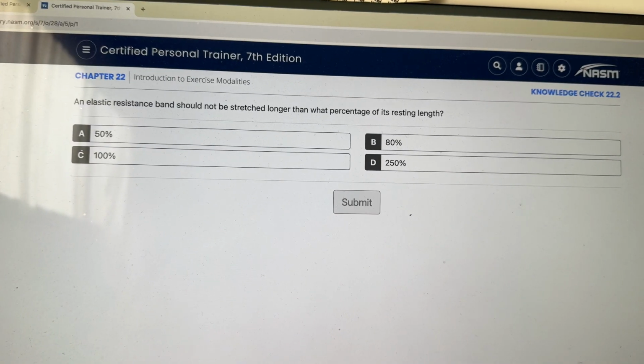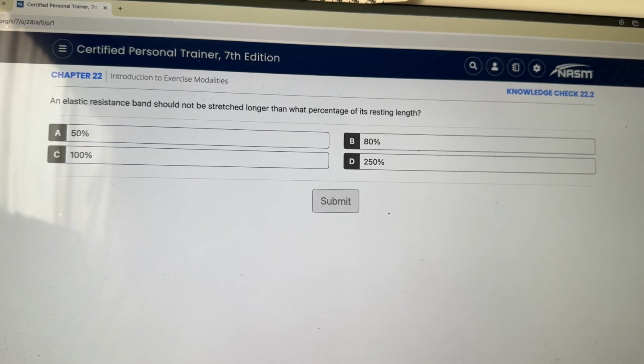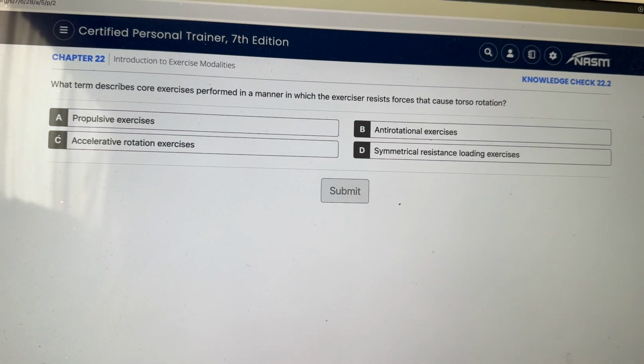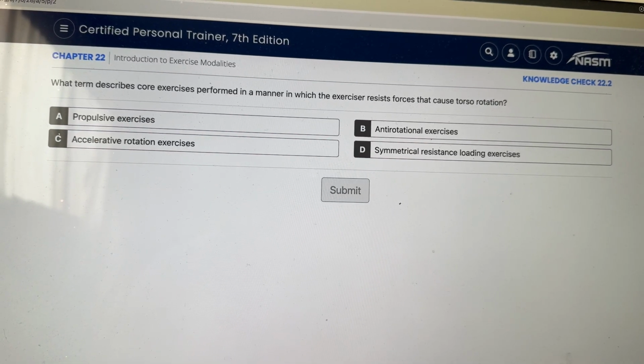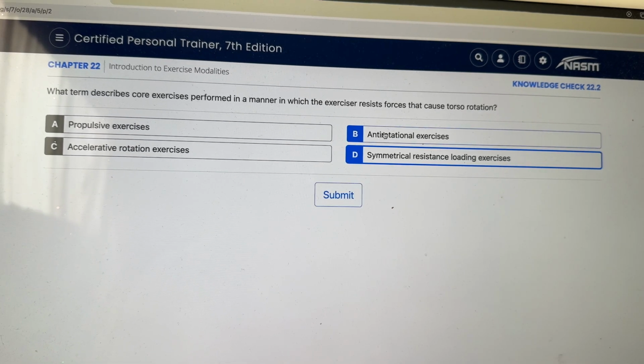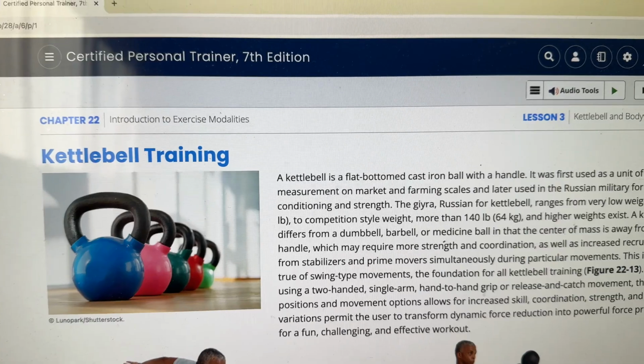All right, guys. Chapter 22, Lesson 2 is done. 5:30 right now. Only 2 questions. Here we go. An elastic resistance band should not be stretched longer than 1% of its resting length, 250%. What term describes core exercises performed in a manner in which the exerciser resists force that causes torso rotation? Anti-rotational exercises.